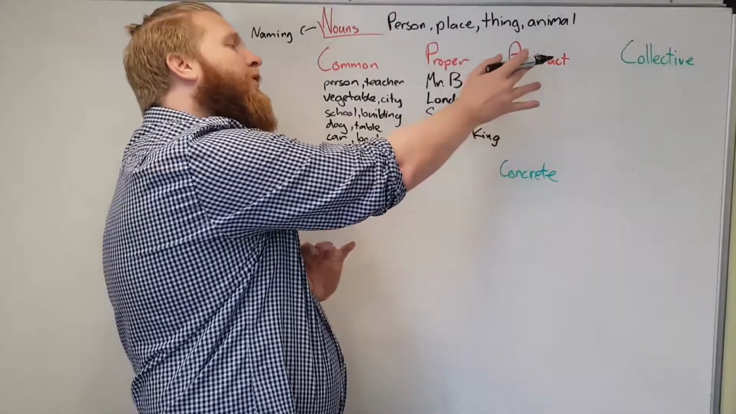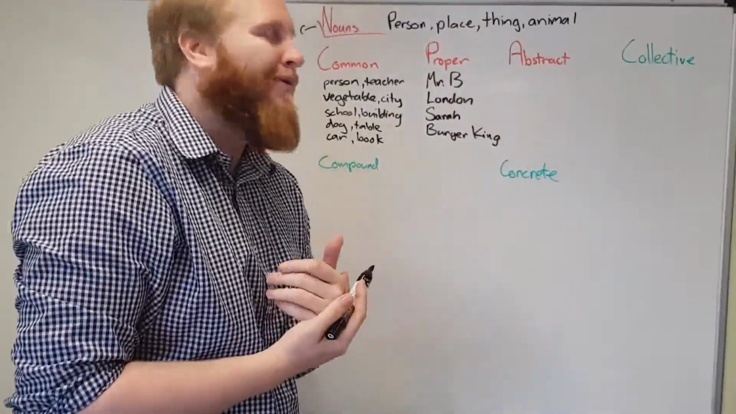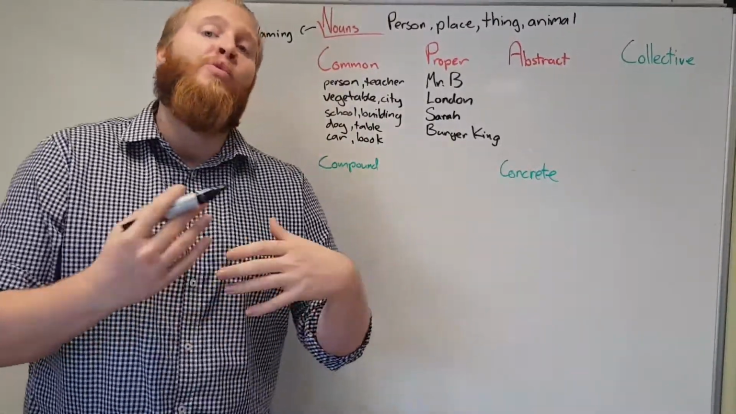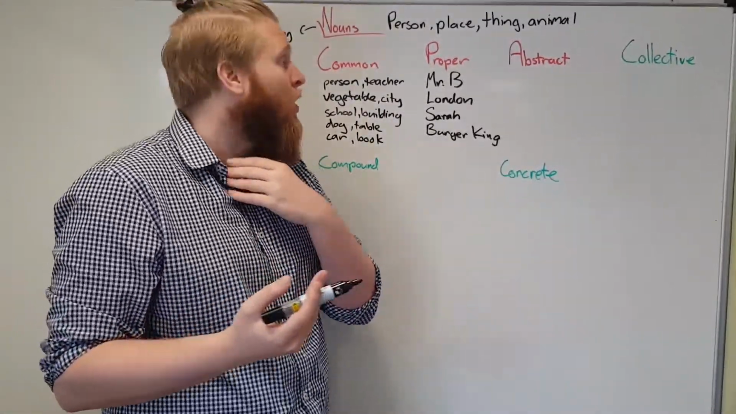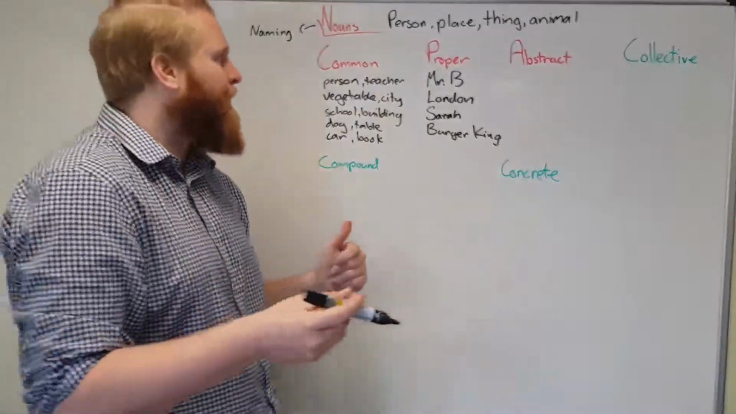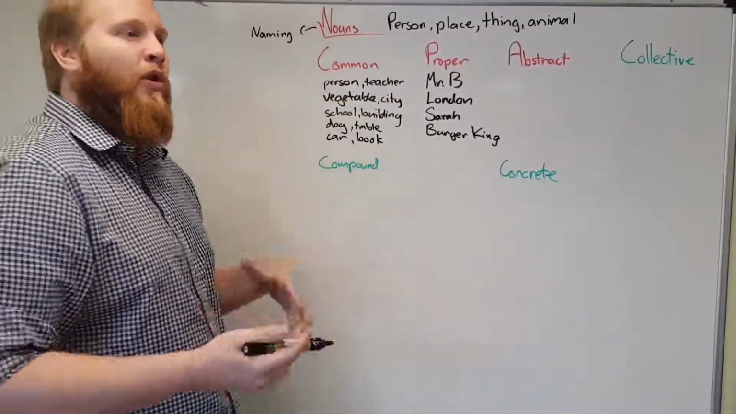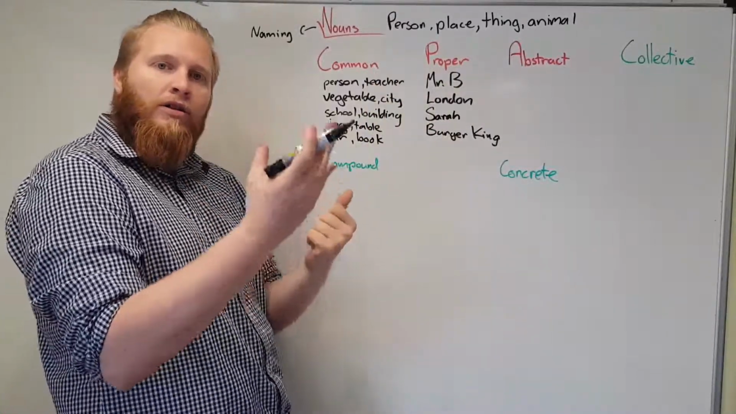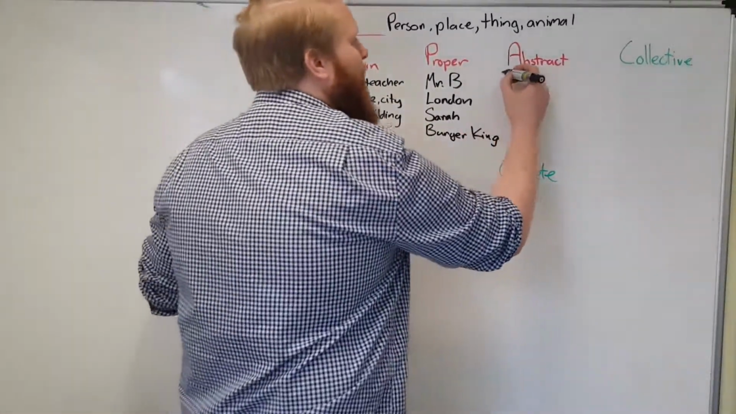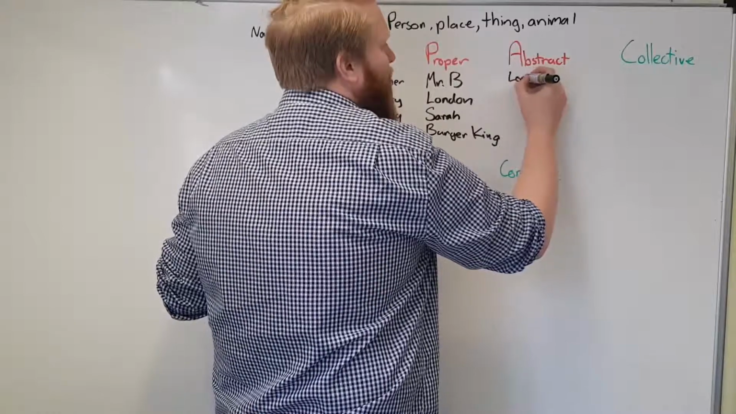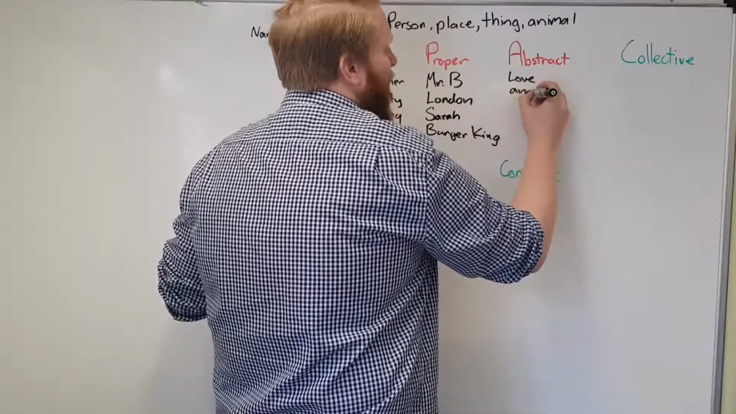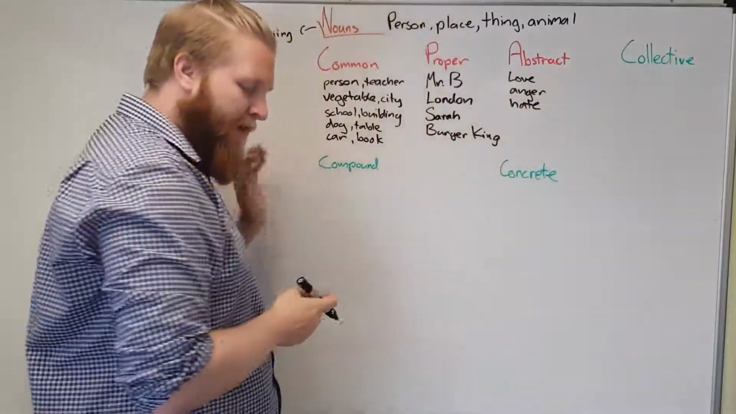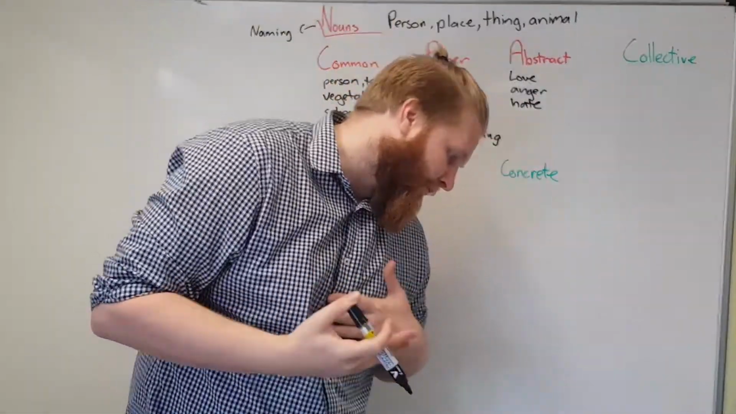The last of what I think are the top three important nouns are abstract nouns. This is the main reason why I said we can't say it's something that you can touch or feel. With abstract nouns, we're talking about things that we can't touch. I'll give you an example: things like love, anger, hate, things that are like feelings that we'd have.